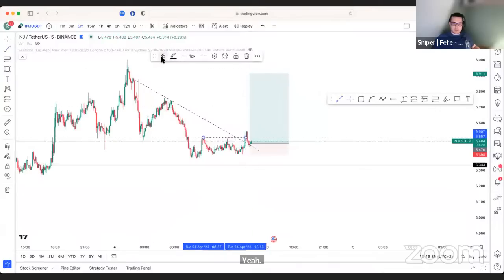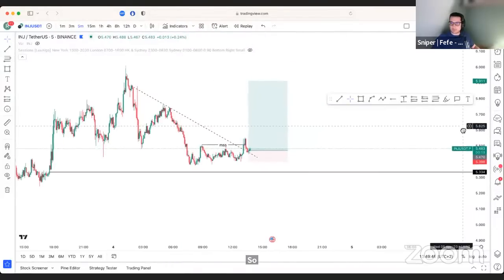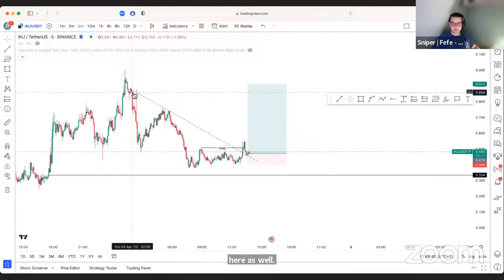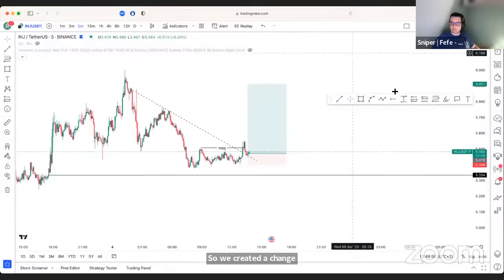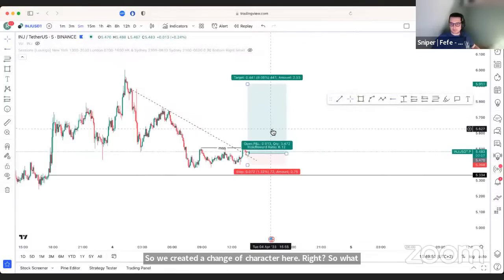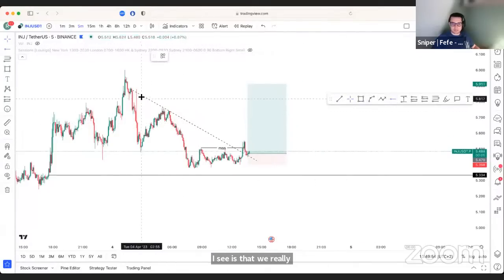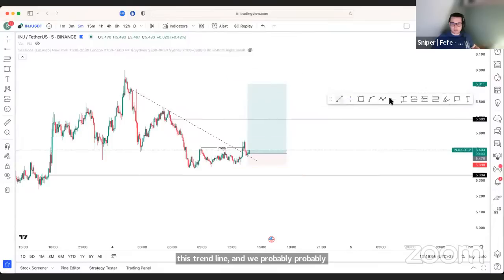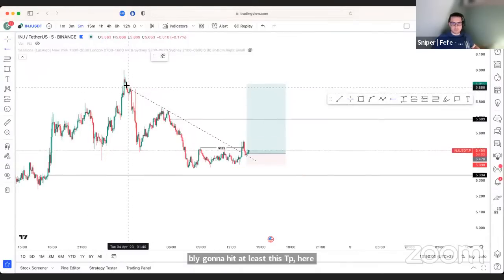So we created a change of character here, right? What I see is that we retested this trend line, and we're probably gonna hit at least this TP here. But I would suggest if anybody's taking this trade, this is a 1 to 6 risk reward, by the way, take profits here and take profits here. Yeah, I put it here because why not?